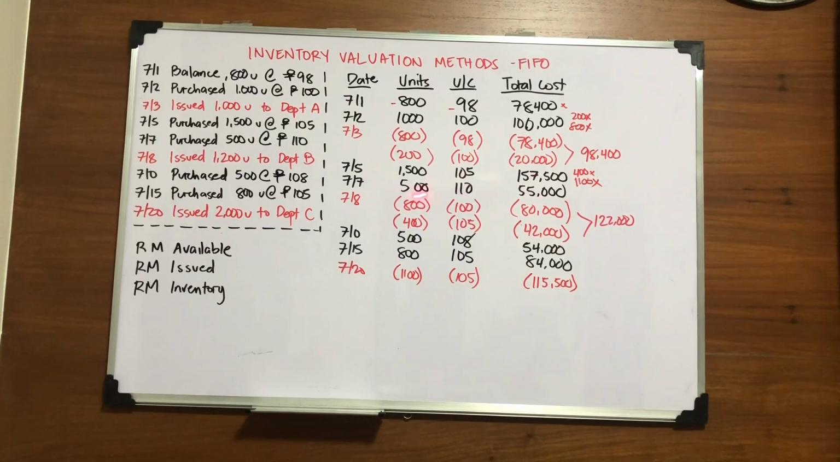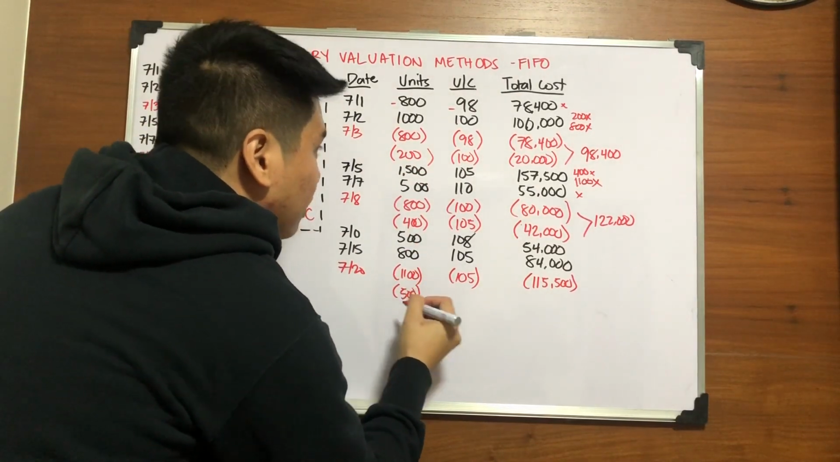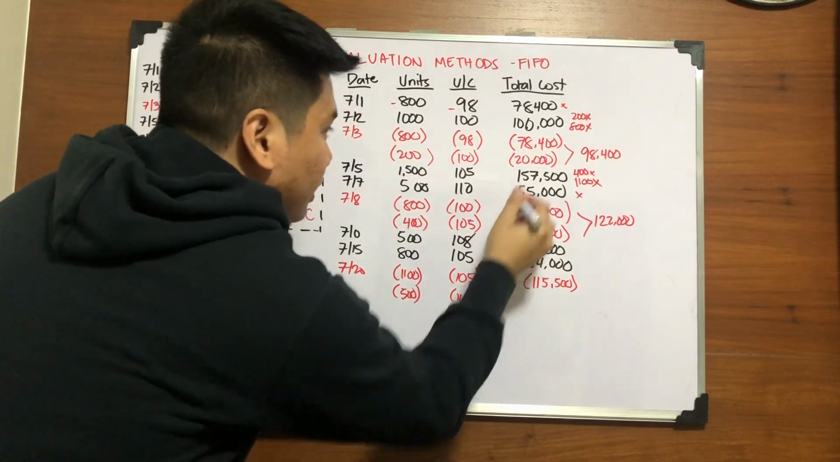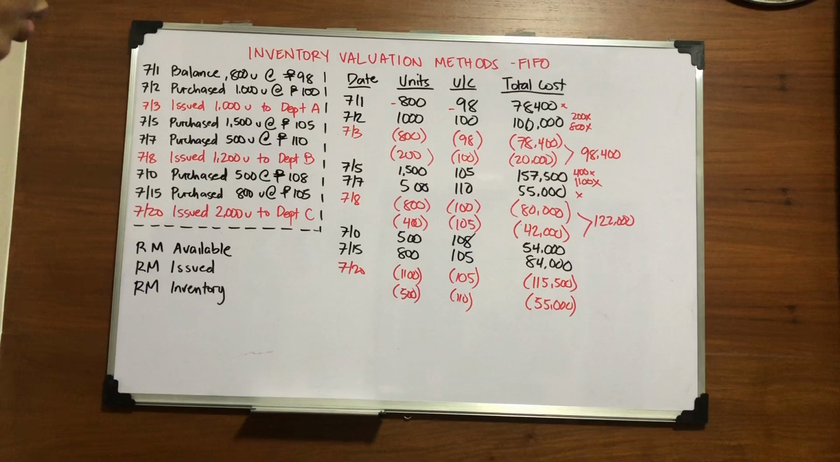So the next earliest is the July 7 transaction, which has 500 units with a unit cost of 110. So let's empty it out. Okay, it's already emptied out. We'll transfer here 500, unit cost of 110. Let's just copy this. We have 55,000. So 1,100 plus 500 will give us 1,600, right? So we've already satisfied 1,600 units of raw materials, but we still need 400 more.